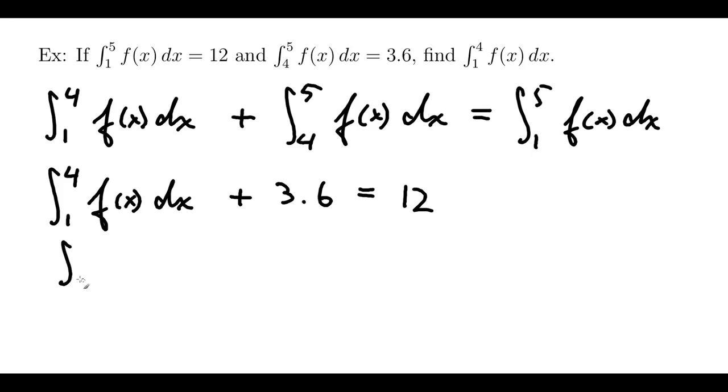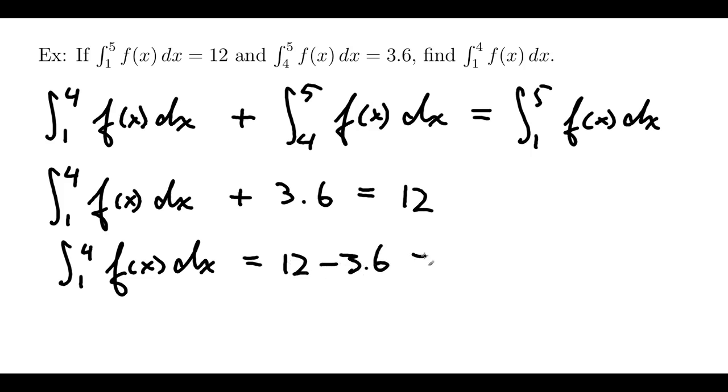So that means then, of course, a tiny bit of trivial algebra, the unknown that we were asked to solve for is equal to 12 minus 3.6, which I guess is 8.4, if I'm thinking about that correctly. Hopefully. Something like that. You get the idea. Okay. So that's one way we could do this.